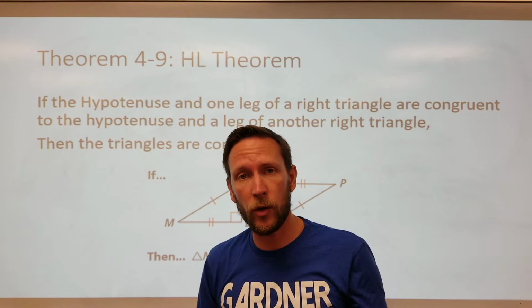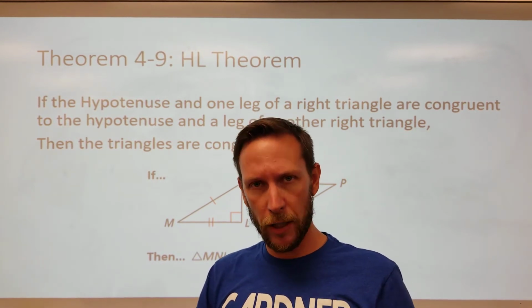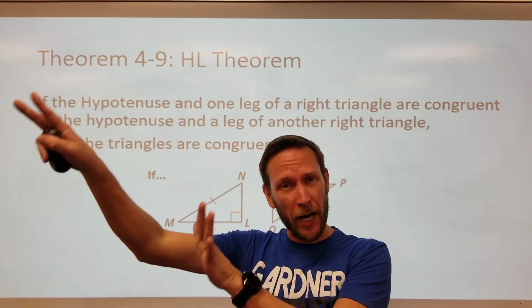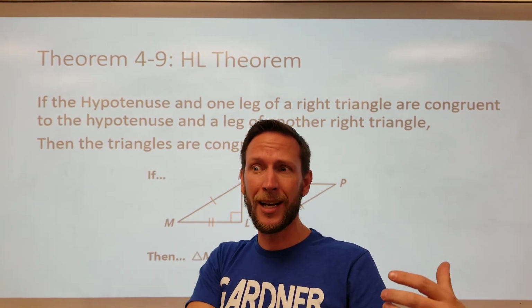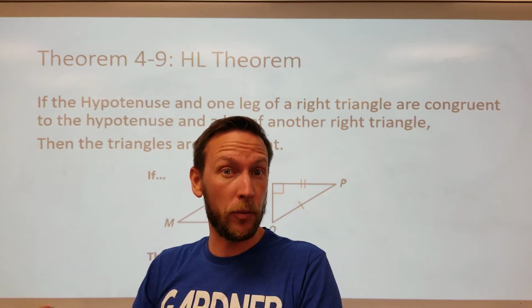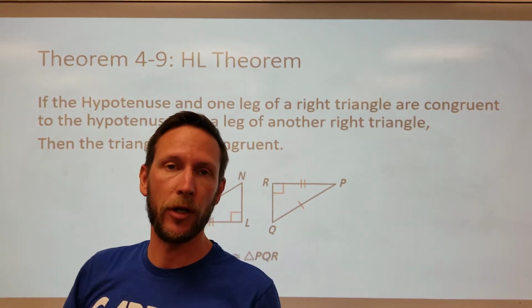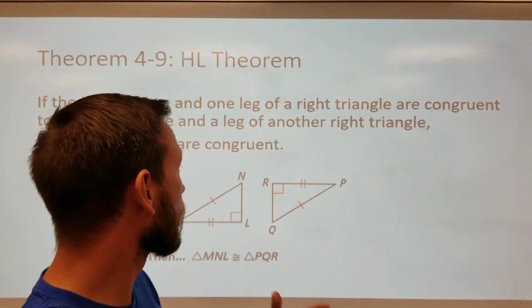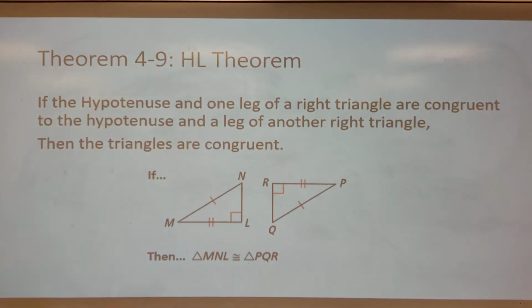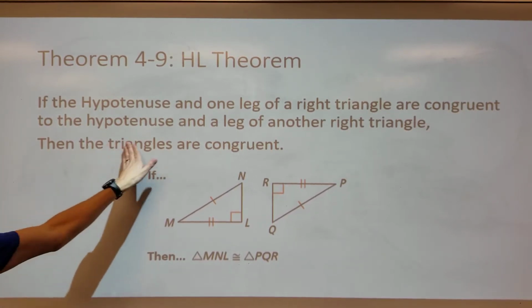And so here, the way that we understand that is if we're dealing with right triangles, then if I have a pair of hypotenuses congruent and a pair of legs congruent, then I know that the other pair of legs has to also be congruent, and therefore the triangles are congruent. So here, if the hypotenuse and one leg of a right triangle are congruent to the hypotenuse and a leg of another right triangle, then those triangles are congruent.